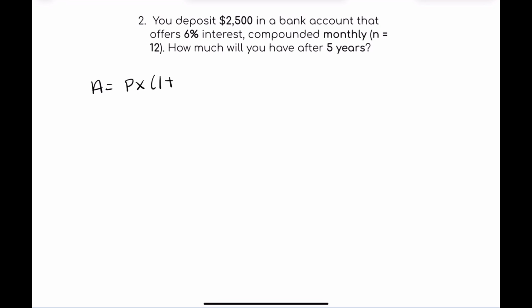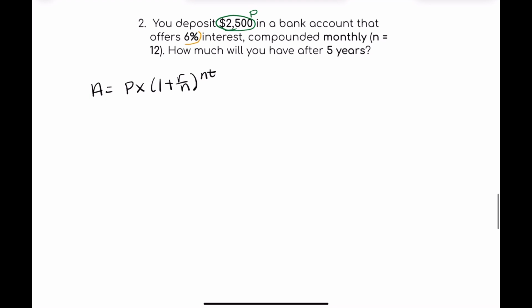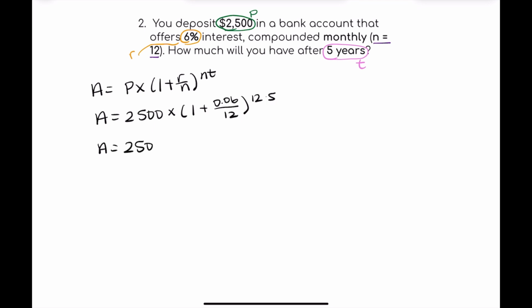Number 2 says you deposit $2,500 in a bank account that offers 6% interest compounded monthly, which means n equals 12. How much will you have after 5 years? So here I wrote our equation out. We know that P is 2,500. Our rate is 6%. We are given n equals 12, and here T is 5. So we'll go through and just plug in. We would have A equals 2,500 times 1 plus 0.06, 0.06 being our interest rate as a decimal. That would be divided by 12 because n equals 12 here, to the power of 12 times 5 because T is 5.